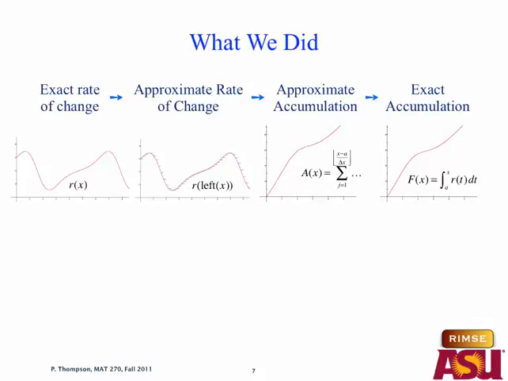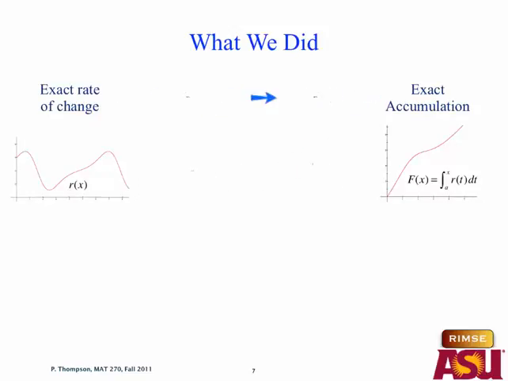What we did: exact rate of change, to approximate rate of change, to approximate accumulation, to exact accumulation. And then, doing all that hard work, we earned the right to streamline, go right from exact rate of change to exact accumulation. We do that just by writing down the integral, knowing where it all came from. We paid our dues, we earned our right to write down an exact accumulation function straight from exact rate of change without doing the stuff in the middle.